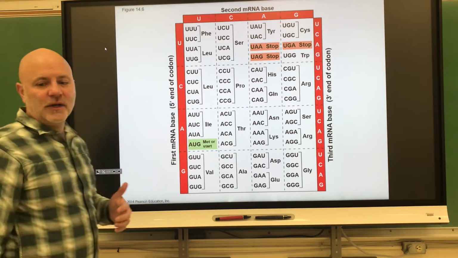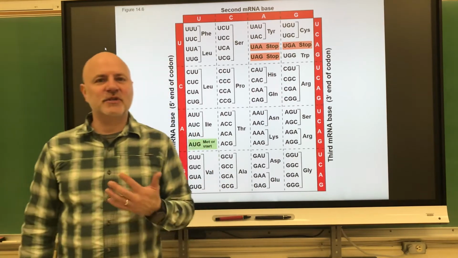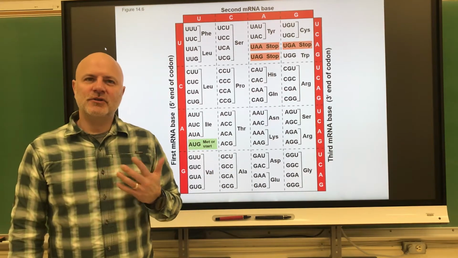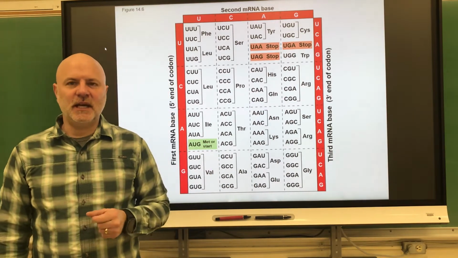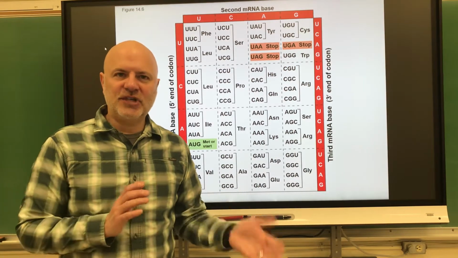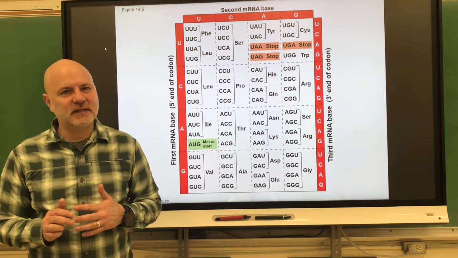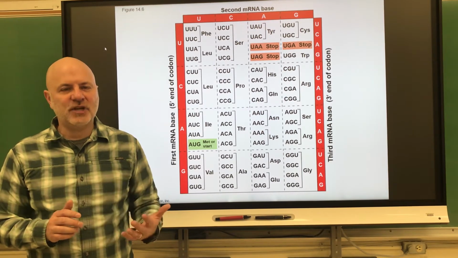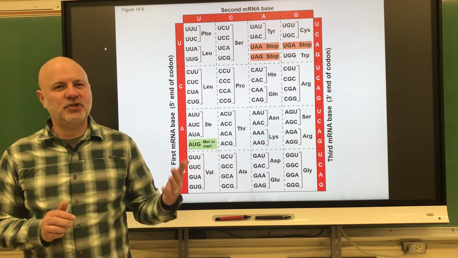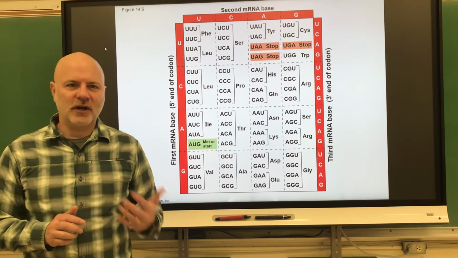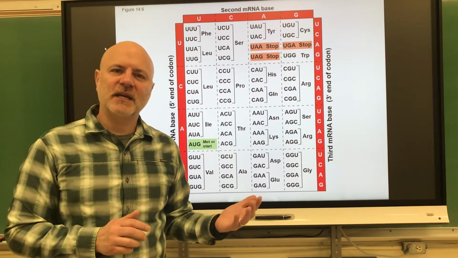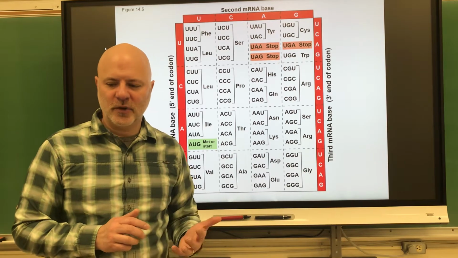Okay, so let's take a look at the last part of this chapter, which deals with genetic mutations. A genetic mutation is a change in the DNA nucleotide sequence. So if you change the genetic sequence of the DNA, you're going to change the codon sequence, which can change the amino acid sequence. But if you change the amino acid sequence, you're going to change the protein. And in most cases, we're going to make a non-functional protein.